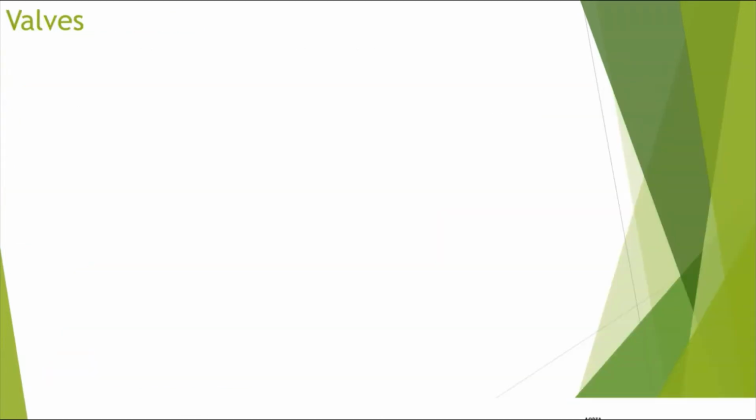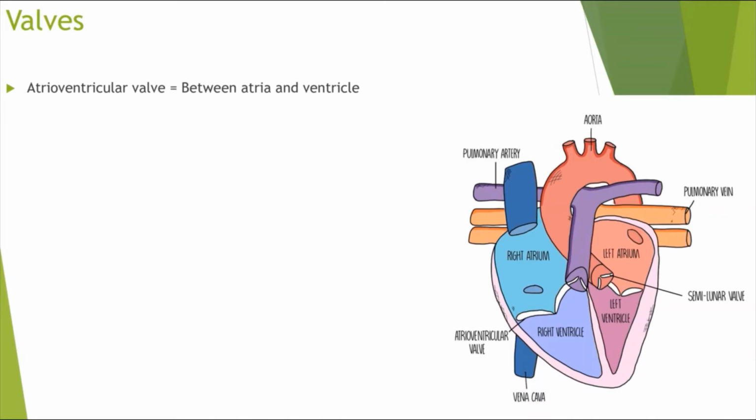Right, so now we will be looking into valves. You need to be aware of two types of valves. First is the atrioventricular valve between the atria and ventricle. The name just gives this away. These are located between the right atrium and the right ventricle, as well as the left atrium and left ventricle. And also the semilunar valve, and these are located between the ventricle and artery. So between the right ventricle and the pulmonary artery, as well as the left ventricle and the aorta.